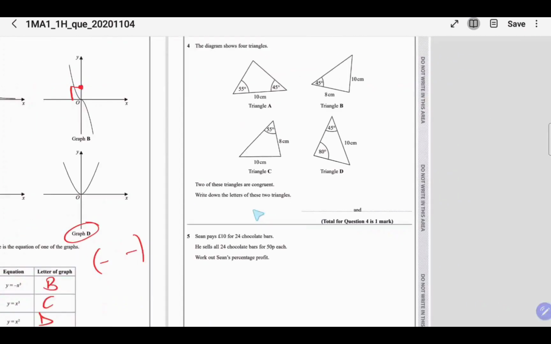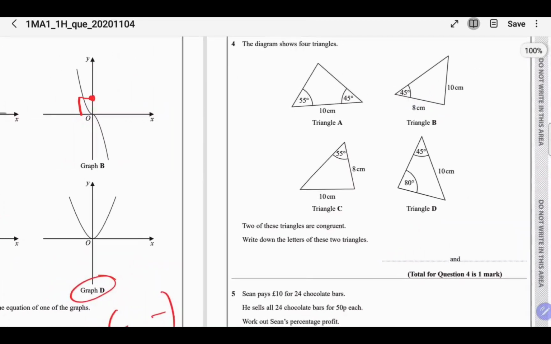Now the next part says the diagram shows 4 triangles. Okay, 2 of these triangles are congruent. Write down the letters of these 2 triangles. So what is the meaning of congruent? They have exactly the same shape and size, but one has been rotated, reflected, or there's been a transformation on it to get the other one. So they must have exactly the same angles in them.